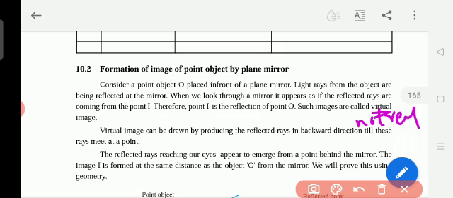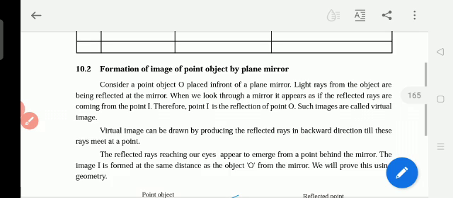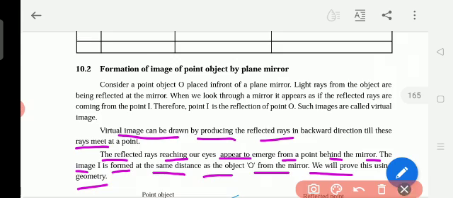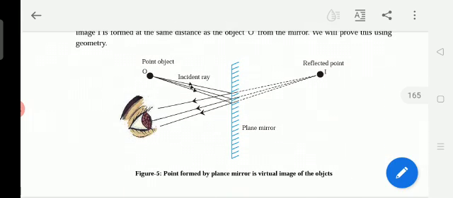And the image is formed behind the mirror. Virtual image can be drawn by producing the reflected rays in the backward direction. All these rays meet at a point. The reflected rays reaching our eyes appear to emerge from a point behind the mirror. The image I is formed at the same distance as the object O from the mirror. We will prove this using geometry. So, for example, the point of object is here.